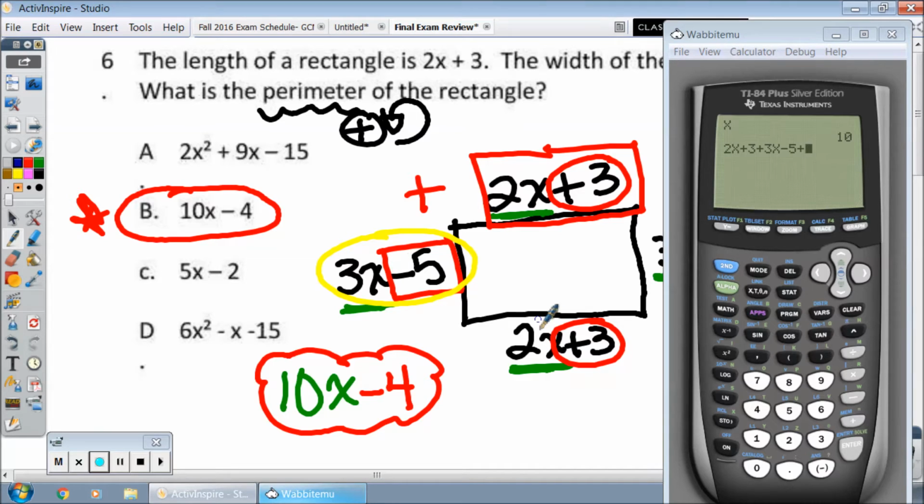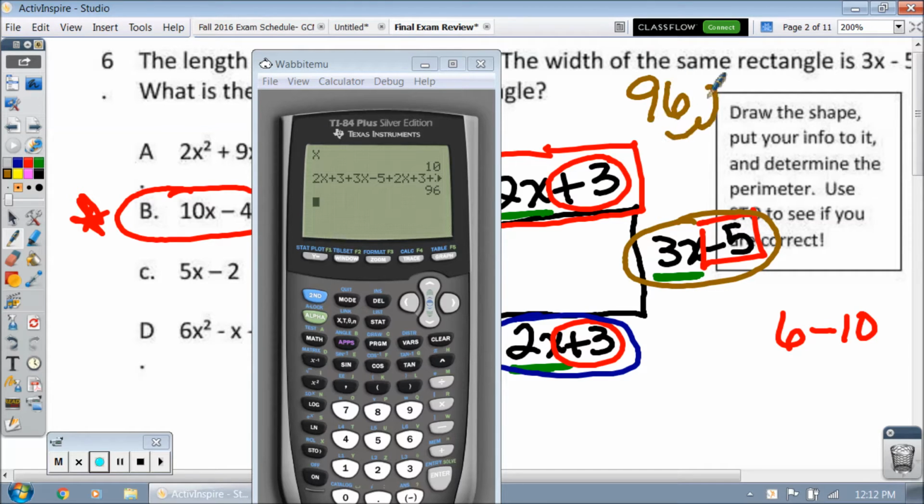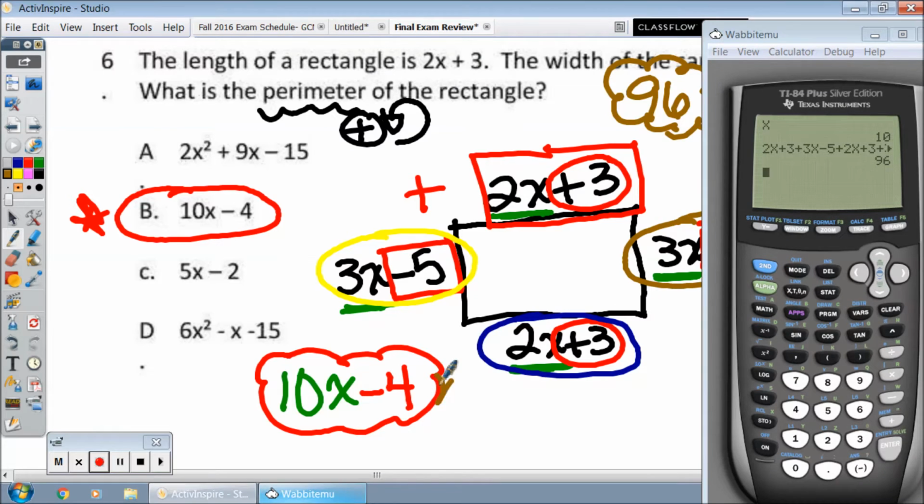Plus, let's add this other side here. 2x plus 3. Plus, we're going to add the final side over here. 3x minus 5. We're going to hit enter. It's going to give me an output of 96. So when x is 10, it gives me an output of 96. Let's see if this is an equivalent output of 96. 10x minus 4. Do we get 96? Yes, we are 100% correct. Our answer is B.